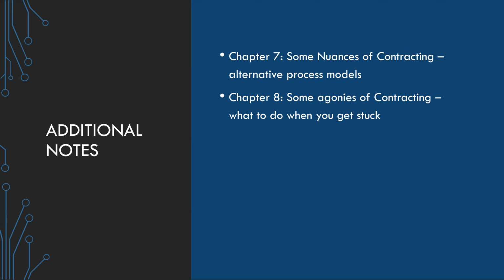There are additional things you should pay attention to in the textbook, mostly in chapter 7 and chapter 8. Chapter 7 discusses some additional nuance about contracting, basically providing an additional process model, while chapter 8 goes over some agony of contracting, basically what you should do if you and your clients cannot reach agreement on any deliverable or action items, right? Be sure to take a look at these chapters as well.